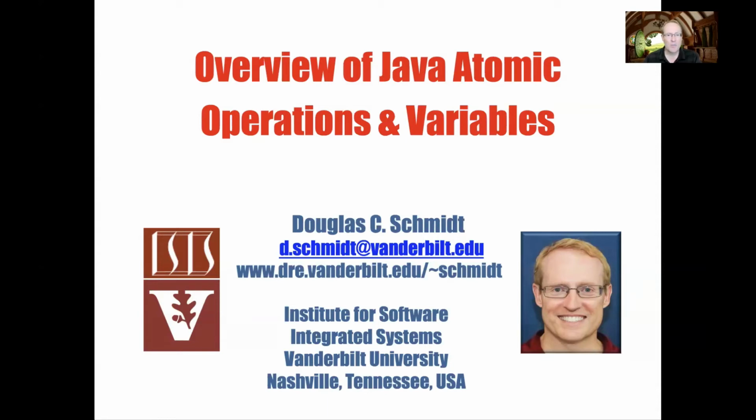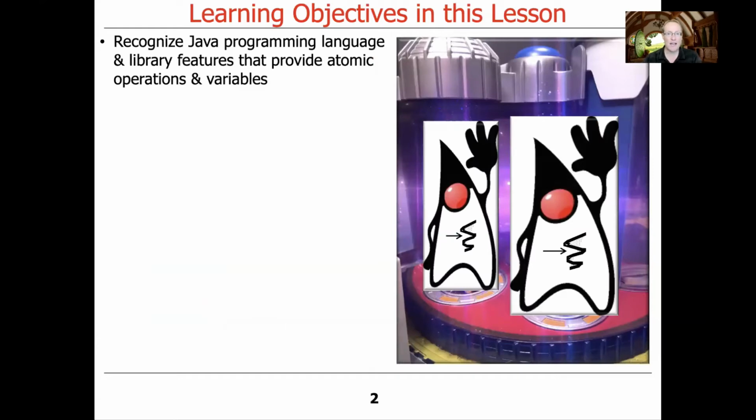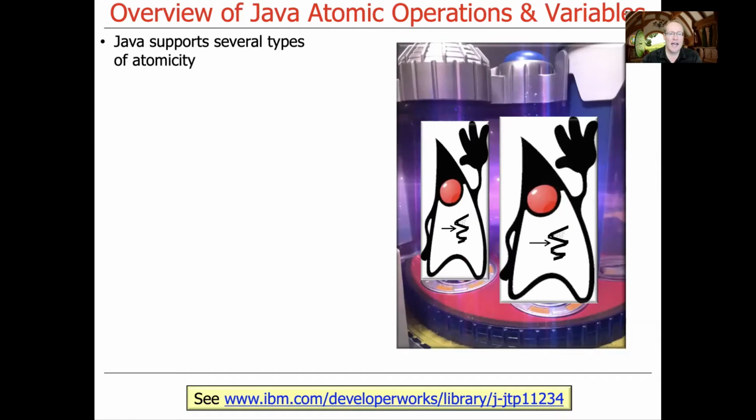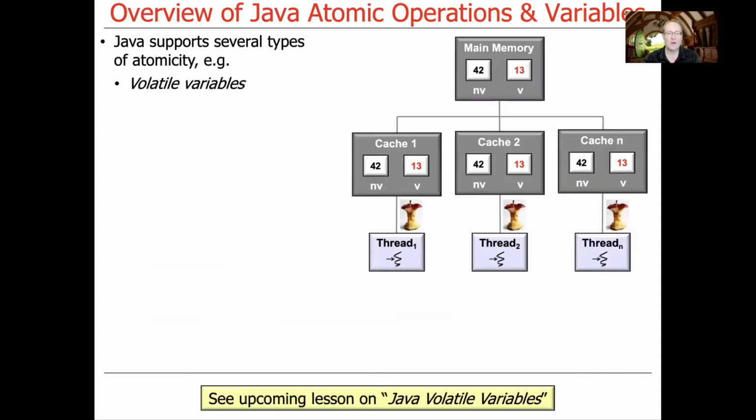So now that you know a little bit about the concept of atomic operations in general, let's dive down and talk about Java's support for atomic operations and atomic variables. It turns out that there's quite a nice collection of such capabilities. There's several types of atomicity that are supported in Java, and you can learn more about that at the link at the bottom of the page here.